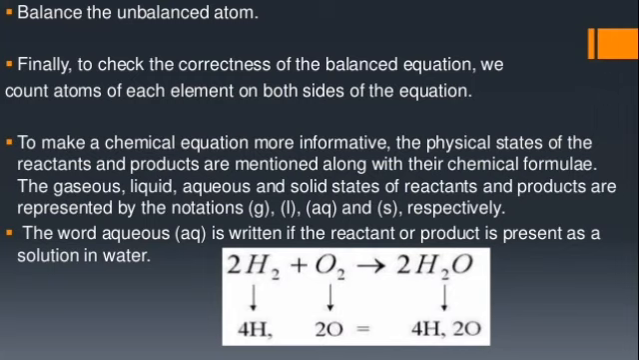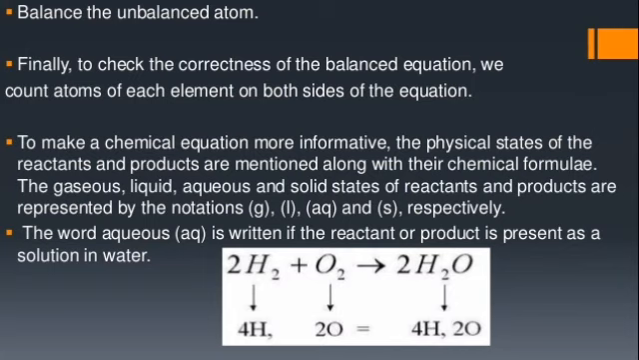Balance the unbalanced atoms and finally check the correctness of the balanced equation. We count atoms of each element on both sides of the equation. To make a chemical equation more informative, the physical states of the reactants and products must be mentioned along with their chemical formula. The gaseous, liquid, aqueous and solid states of reactants and products are represented by the notations like g, l, aq and s respectively. The word aqueous (aq) is written if the reactant or product is present as a solution in water.